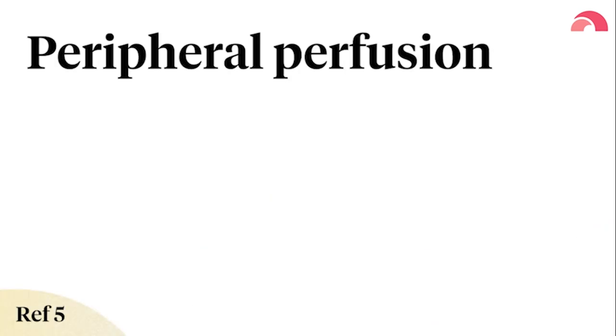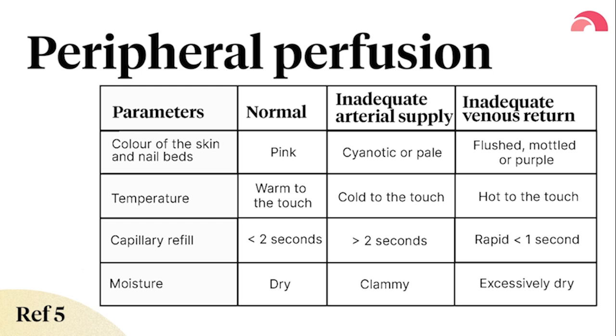When we look at peripheral perfusion, there are 4 parameters that we look for. We look at the color of the skin and the nail beds. We look at the temperature of the skin, we look at capillary refill, and we look at the moisture of the skin. If a patient's perfusion is normal, the color of the skin will be pink, the temperature will be warm to the touch, the capillary refill will be less than 2 seconds, and the moisture would be dry.